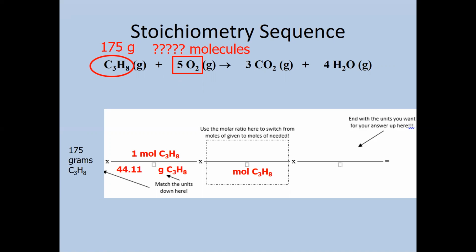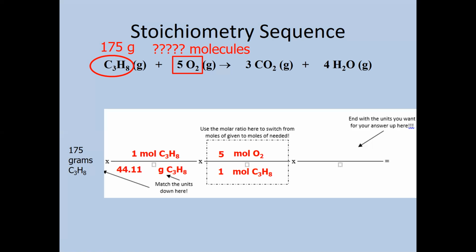What number am I going to put with this? I'm going to put a 1. Why a 1? Because that's the coefficient of the C3H8. I'm looking for molecules of oxygen, so that means I have to have moles of oxygen up here on the top. I'm going to put 5 moles of O2. I can't put molecules of O2 here because I'm not there yet. I always have to have the coefficient over the coefficient.